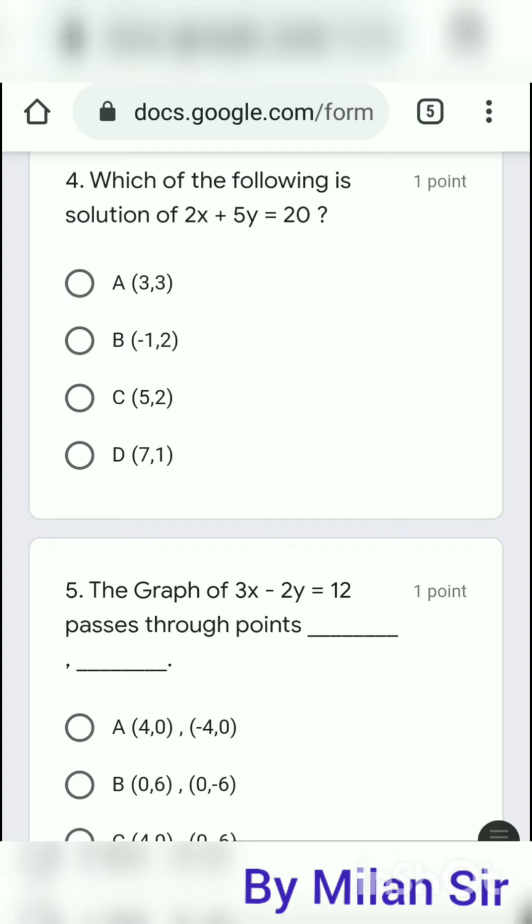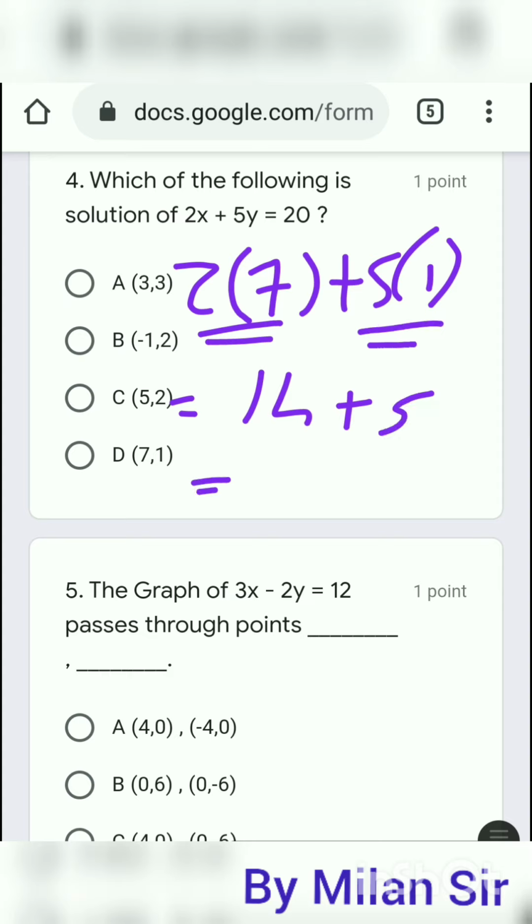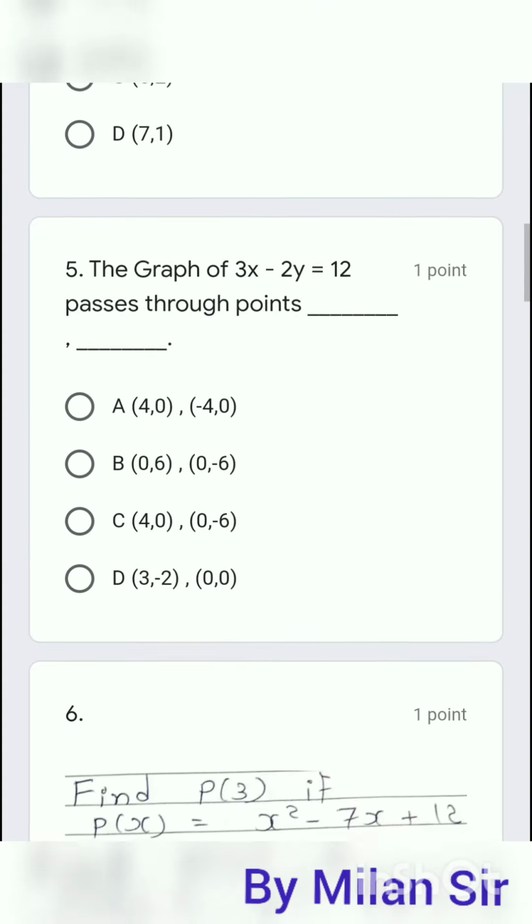Now check 7 and 1 as well. In place of x put 7, in place of y put 1. 2 sevens are 14, 5 ones are 5, 14 plus 5 is 19. So 19 is our answer, but here we want 20. That's why this is also the wrong option. So here our answer is option C. After that, question number 5.